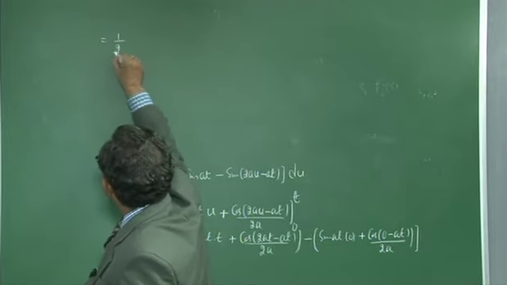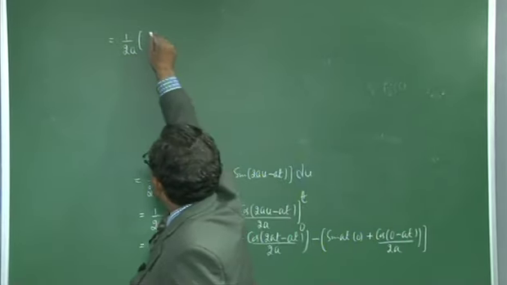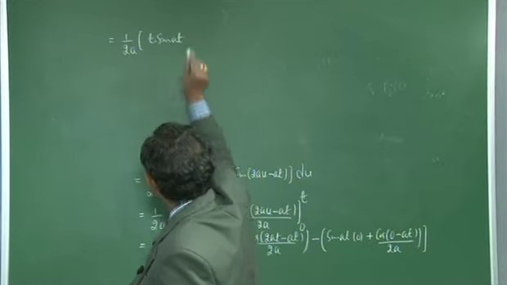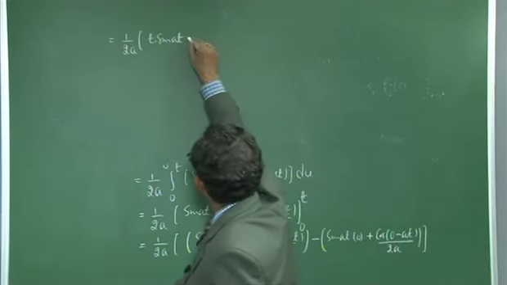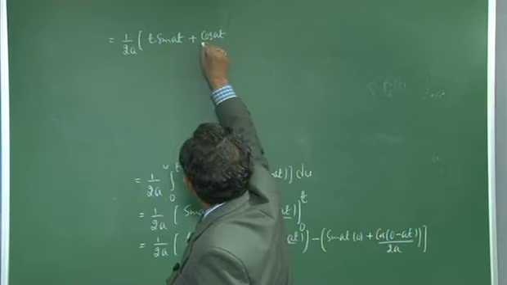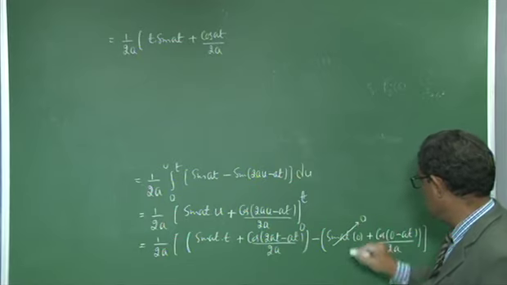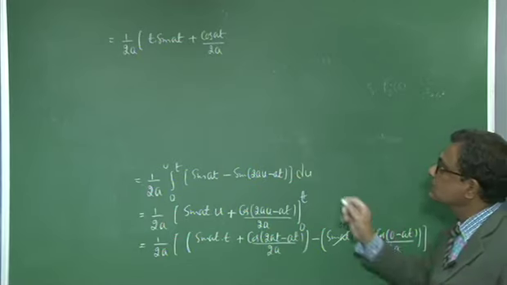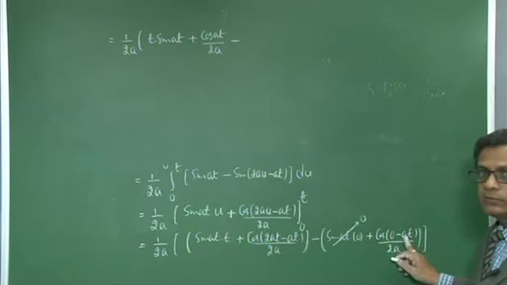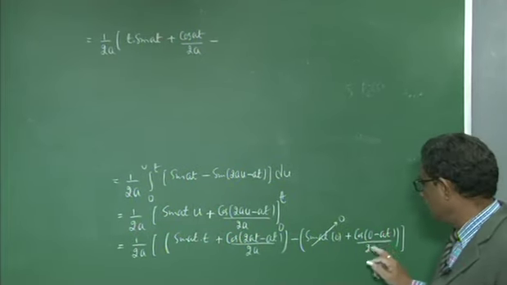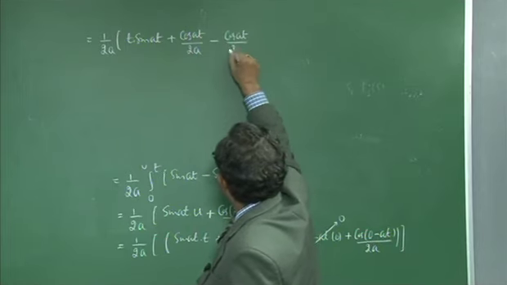Now, this is 1 by 2a, constant as it is. First term t sin at. What about second term? Cos of 2at minus at. It is cos at by 2a. Then minus, it is 0 into anything is 0, minus into plus is minus. And what is cos of minus theta? Cos of minus theta is cos theta only. Therefore, we can write cos at by 2a.